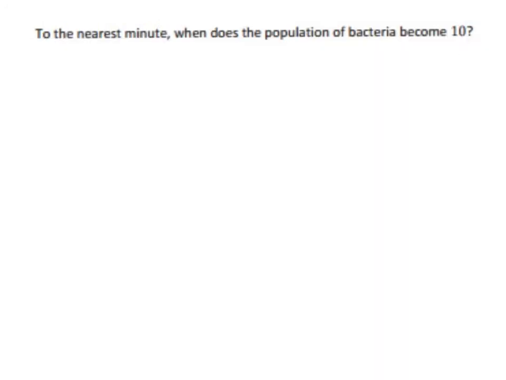Alright, so to the nearest minute, when does the population of bacteria become 10? Well, we know it took 3.322 days where we left off. So you know that's 3 whole days. And then basically you're going to do 322 as far as dealing with all that, which you've got a lot of ways of doing. You can figure out how many minutes there are in a day, and you can take 322 over that and reduce that and figure that out.